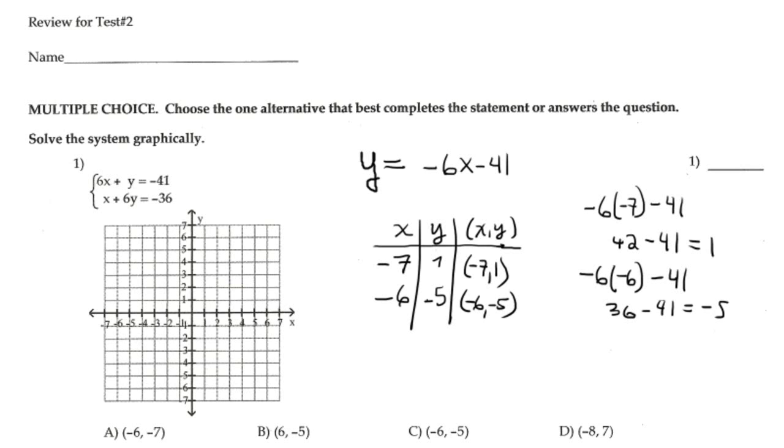Okay, let's go directly to the graph of this line. One point is negative 7 here, and positive 1. And the other point is negative 6, negative 5. This is the point. Let me connect the points by the line. Okay, super.